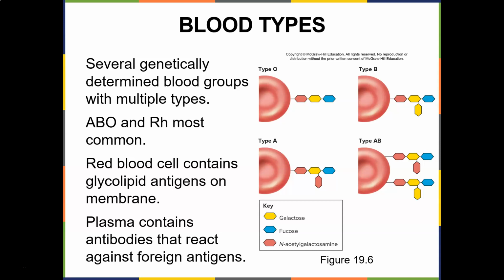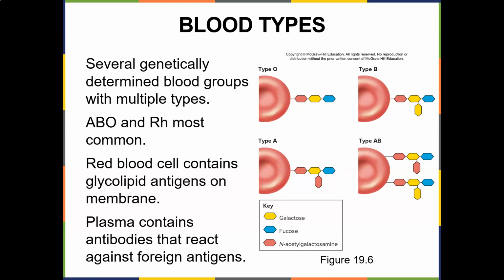Okay, as we continue with Chapter 18, blood, now we'll talk about blood types. Blood types are very interesting to know. There are four main groups, several genetically determined blood groups with multiple types. There's A, B, O, and then there's the Rh factor, named after the rhesus monkeys.